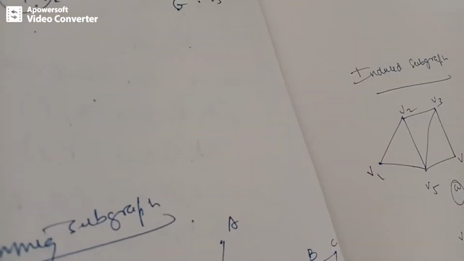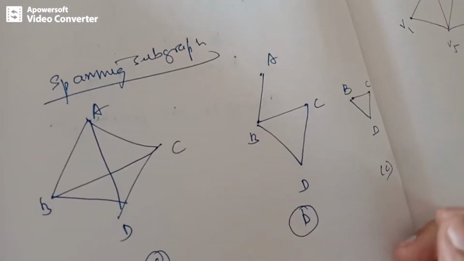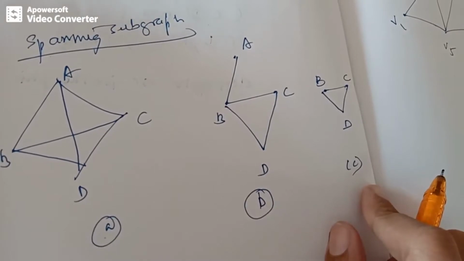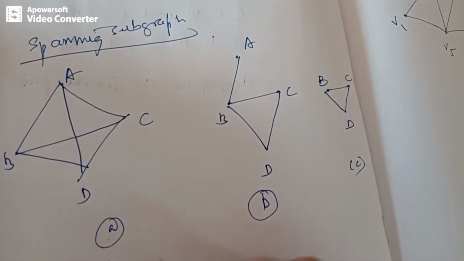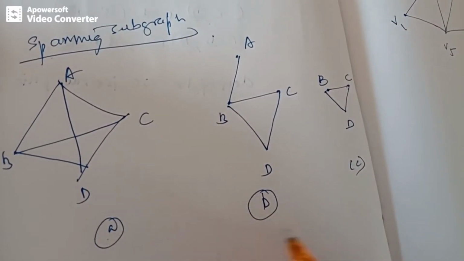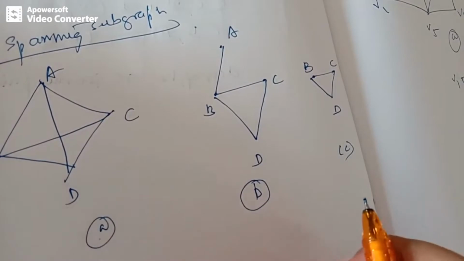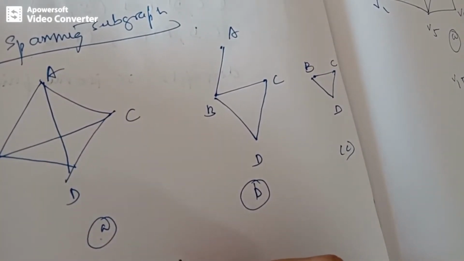So coming to the next concept of spanning subgraph, let's take an example. Here we have got 3 graphs. Given a graph G is equal to V comma E, if there is a subgraph G1 such that V1 is equal to V, then it is called a spanning subgraph of G.